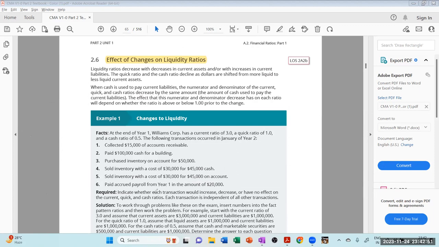Please pay attention. Paid accrued payroll from year one in the amount of 20,000.